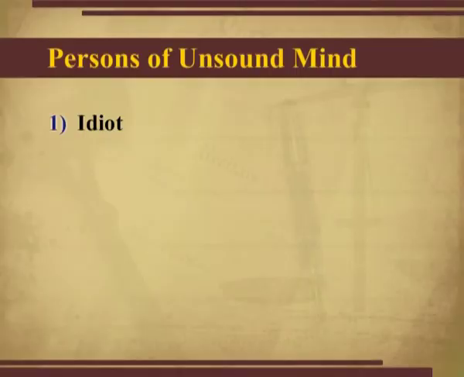Apart from this, there are persons who are considered to be persons of unsound mind. They are: the first one is an idiot. An idiot is a person who has completely lost his mental ability of thinking. He is absolutely incapable of forming a rational judgment. An agreement with an idiot is completely void.